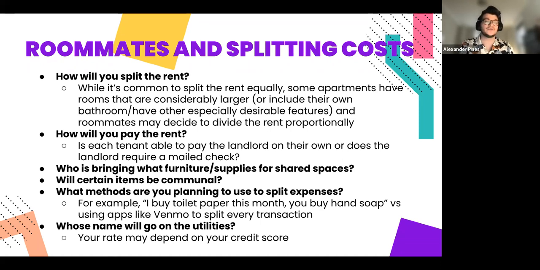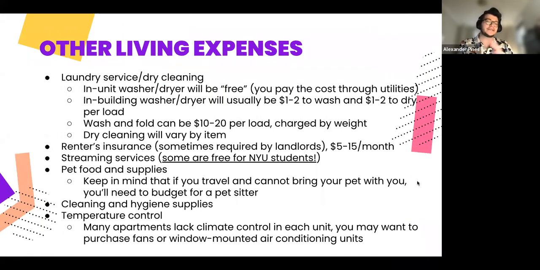And then finally, whose name is going on what utilities? And keep in mind that for utility payments, typically you'll get a better rate if you have a better credit score. So if there's somebody with really good credit in your housing group, maybe their name should go on the utilities because you'll get, again, a better deal. So those are things to keep in mind. Have these conversations during the process. Don't wait until you've been living in a place for a month to start having them.